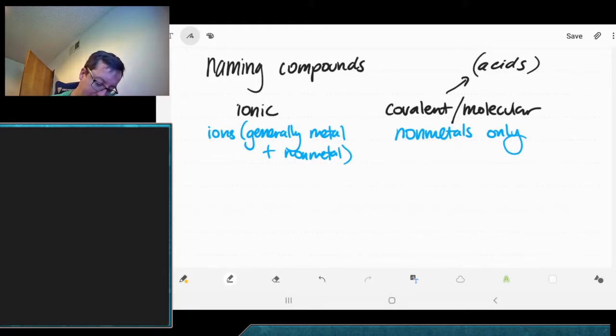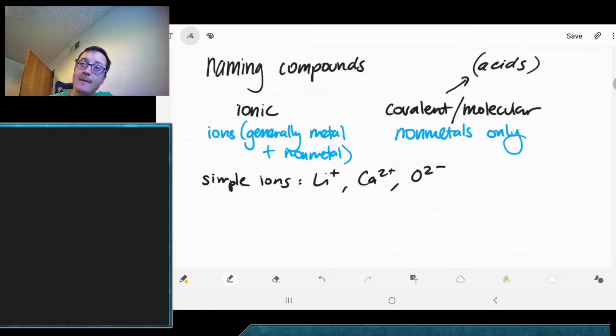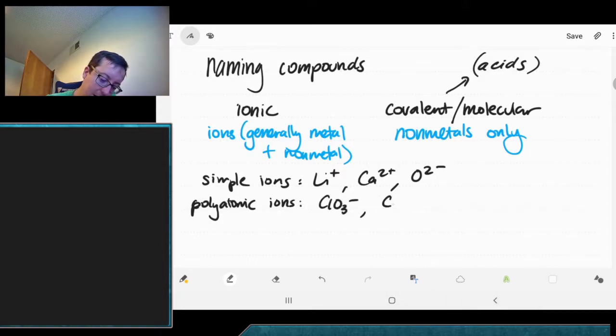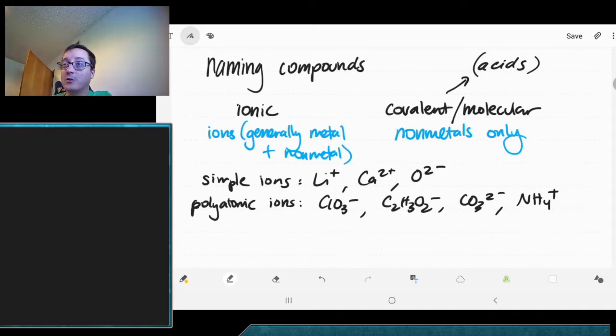With ionic compounds, we're going to see that we have kind of simple ions, like lithium or calcium or oxygen. And we have polyatomic ions, which hopefully by now you'll know, like chlorate and acetate and carbonate and ammonium. Whatever, we have all sorts of different polyatomic ions, right? We have that whole chart.